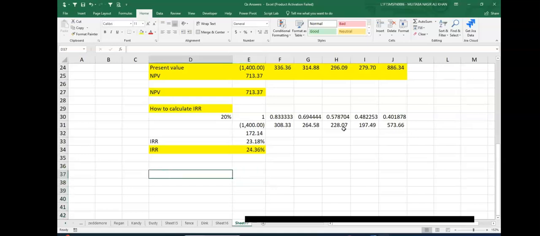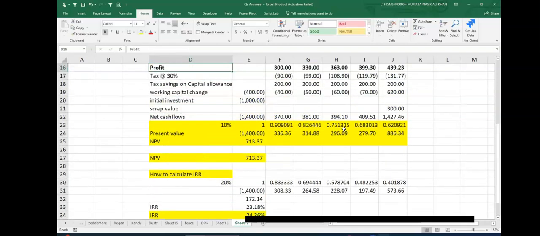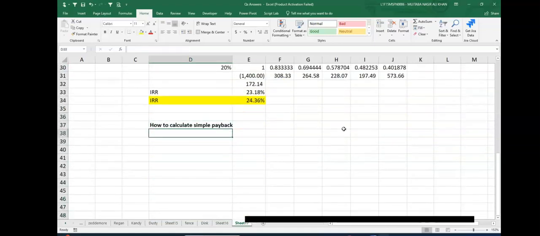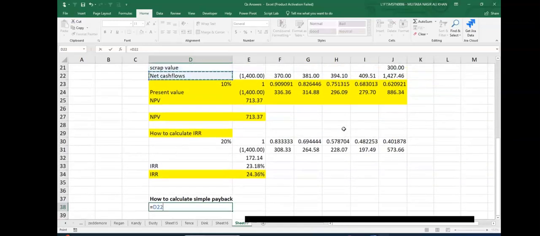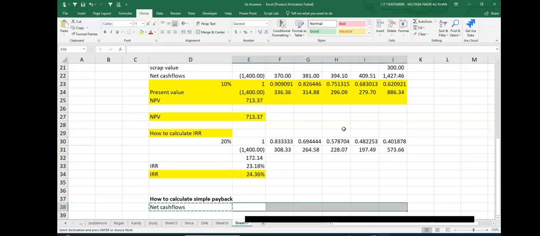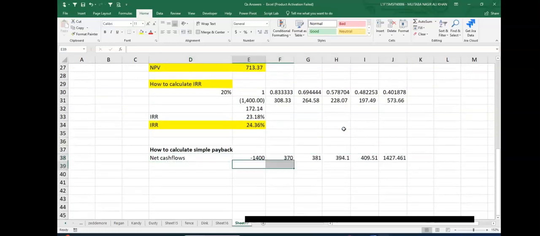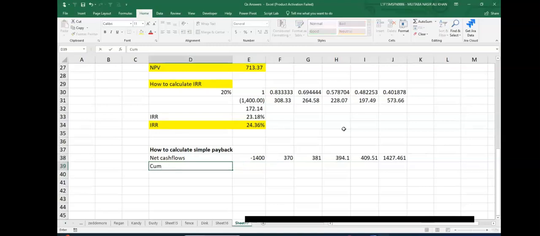Okay, now how to calculate simple payback? First of all, write net cash flows down. So I'm linking with the cell, equal to, I need net cash flows down here. Link it with the cells. These are net cash flows. Then you will calculate cumulative cash flows.